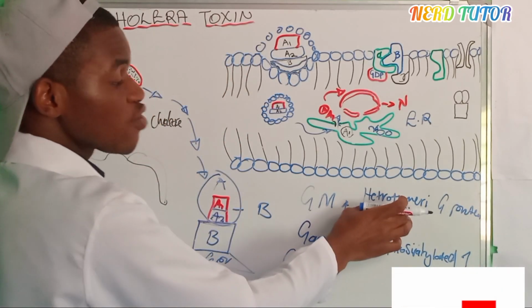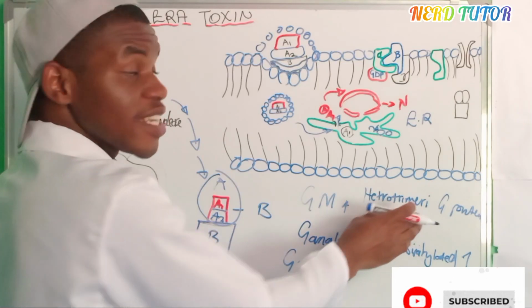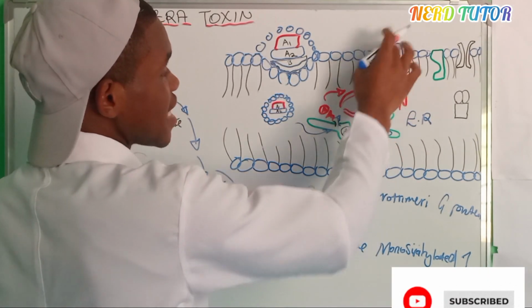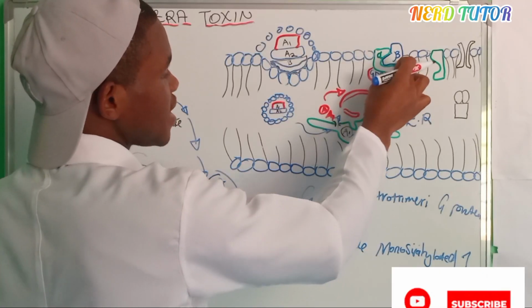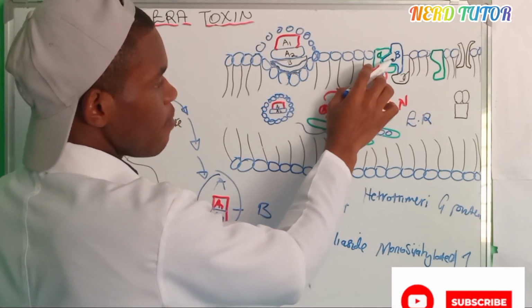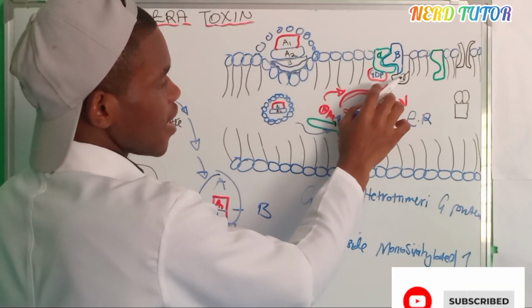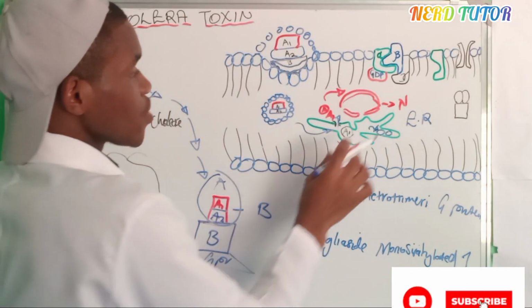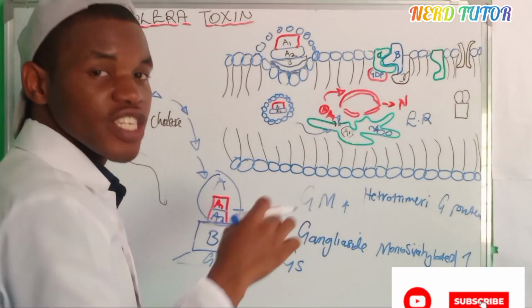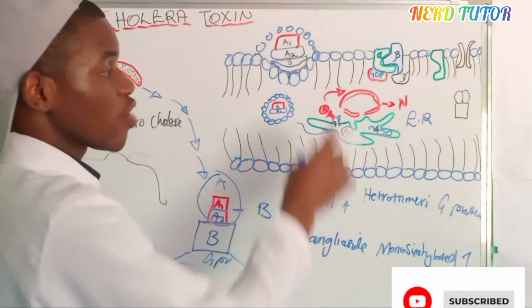So the hetero part means they are different. Now the trimeric means what? They are three. So it means this G protein has three subunits: the alpha, beta, and gamma. As you can see, this green part is alpha, then beta, then gamma. This one. Okay. So in short, these guys are connected to the G protein.